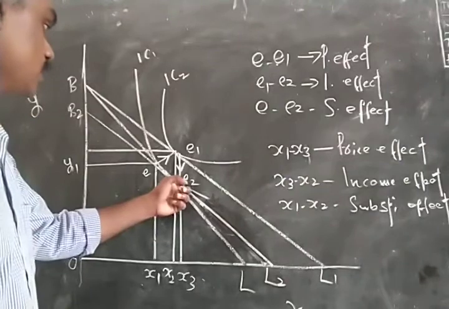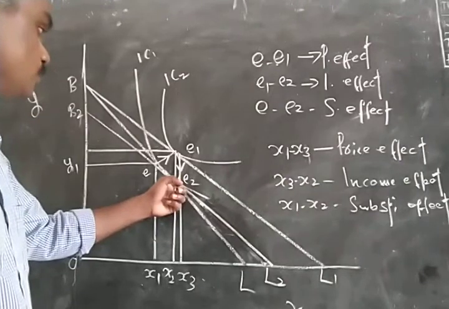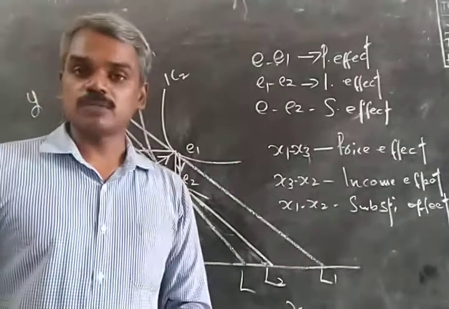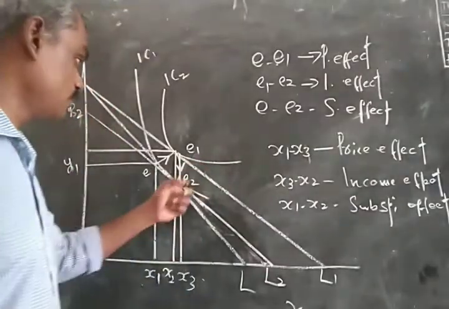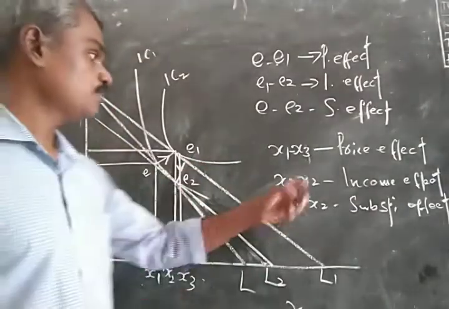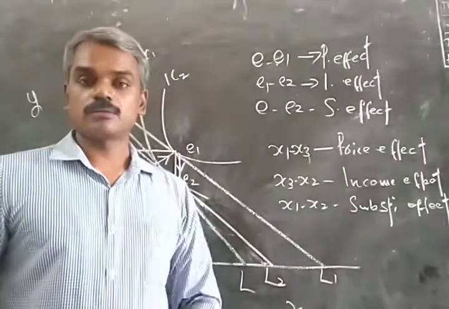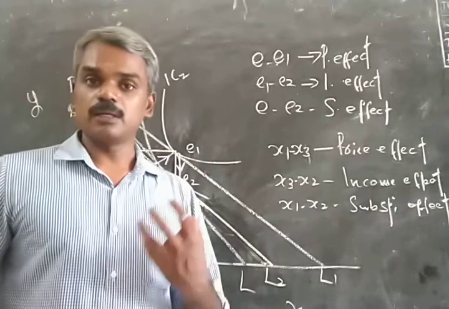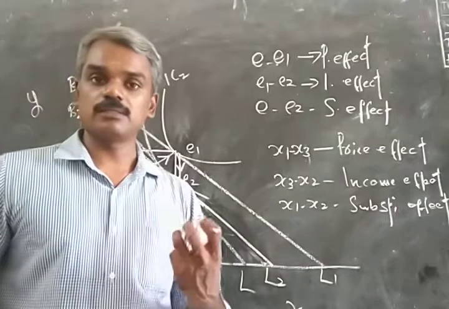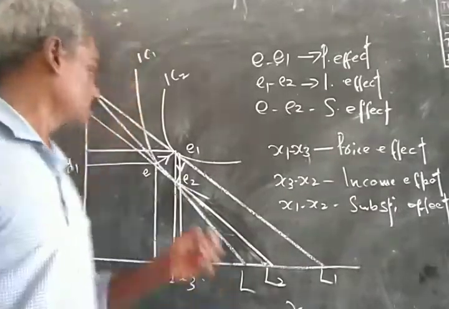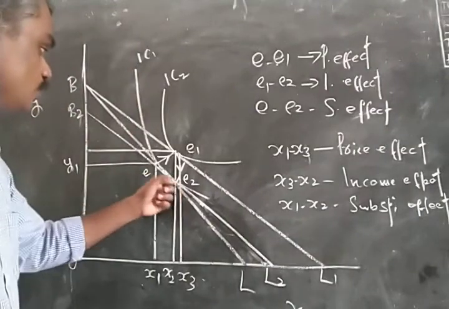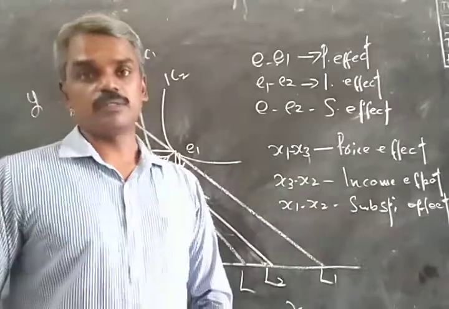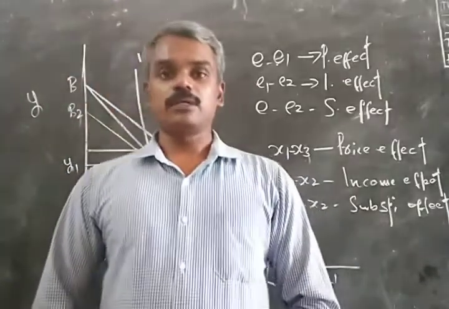We have seen that the equilibrium of the consumer moves from E1 to E2. Now the movement from E1 to E2 happened when the income effect was negated, and therefore E1 to E2, or X3 to X2, is the income effect. So from the price effect we have removed the income effect. When the income effect has been removed from the price effect, what remains is the substitution effect. Here what remains is the movement from E to E2, or X1 to X2, which is the substitution effect. This method is called the compensating variation.